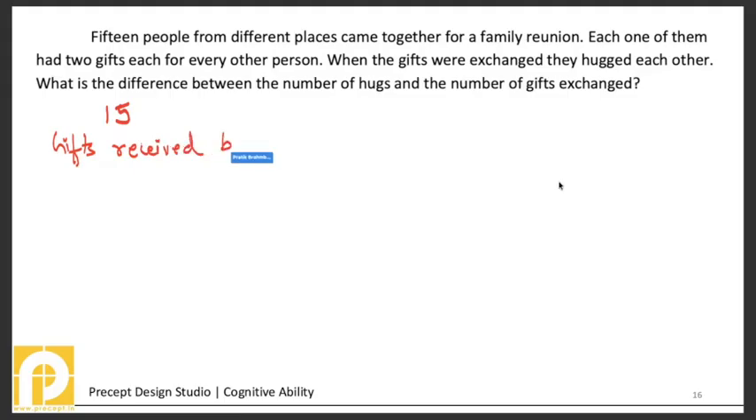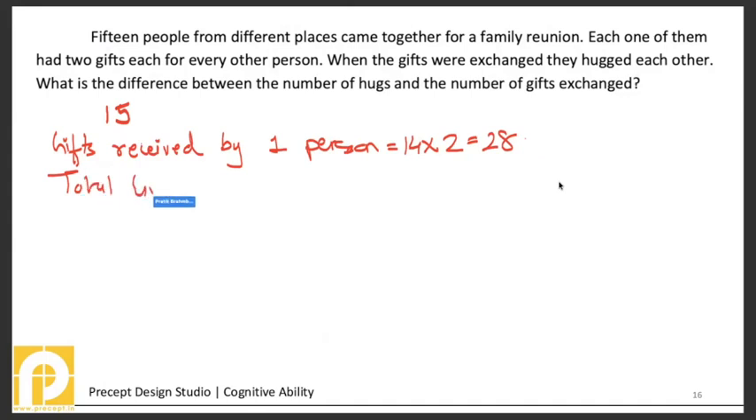Gift received by one person. So one person will receive it from 14 people, so 14, and each person will give him 2 gifts. So 14 into 2, 28 gifts received by one person. So the total gifts will be, there are 15 people, each will receive 28 gifts. So 15 into 28, 420 gifts.